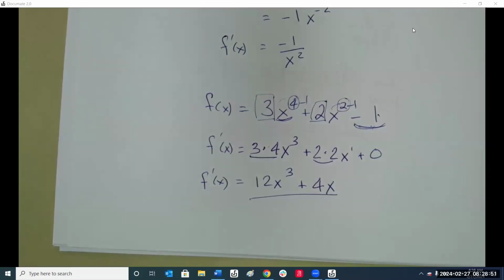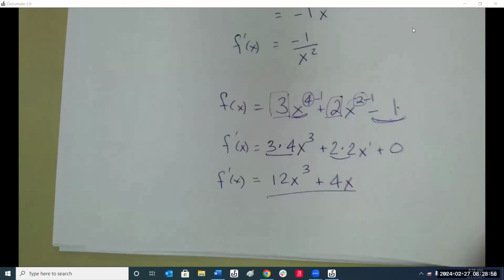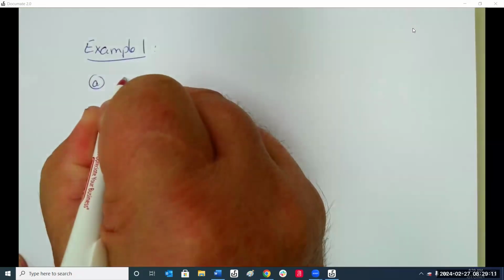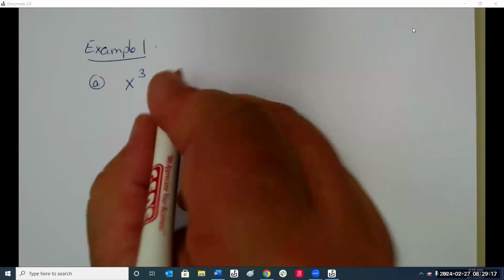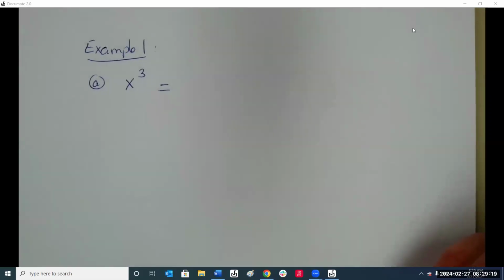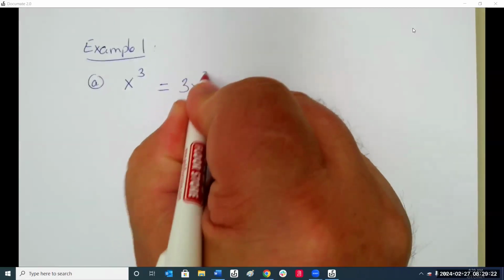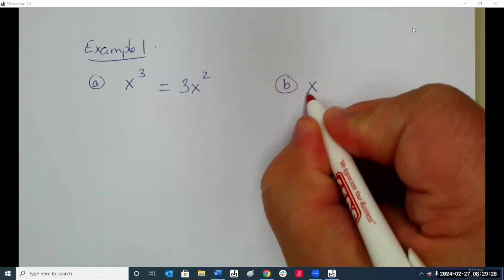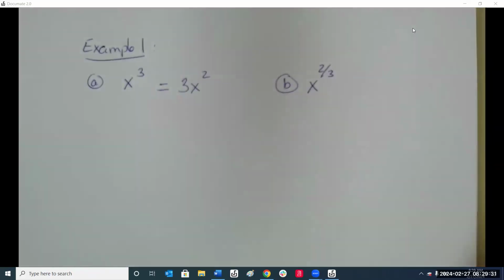And the beautiful thing is, look at the example sheets. Here you go. Look at your example 1. Let's look at some of those. Find the derivative. What's the derivative of this one? 3x squared. x to the power 2/3.